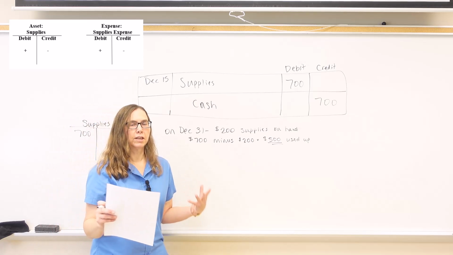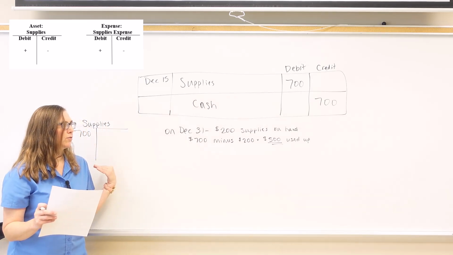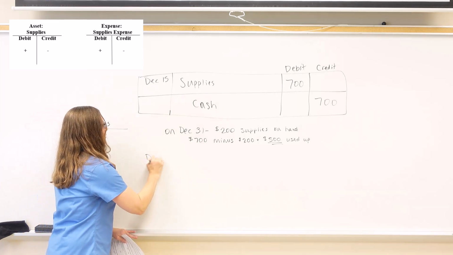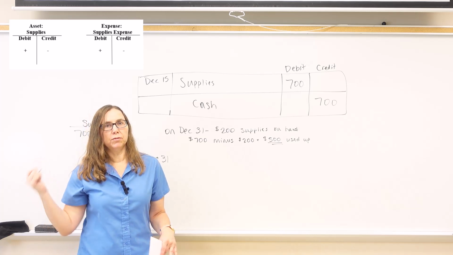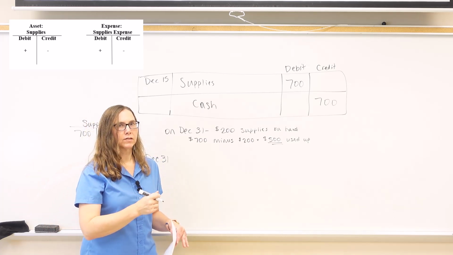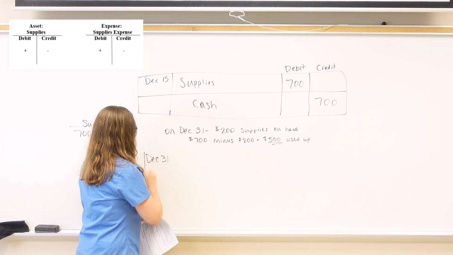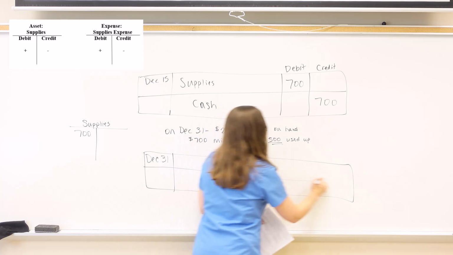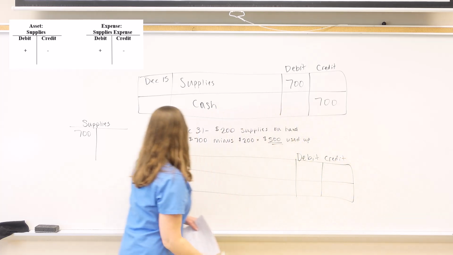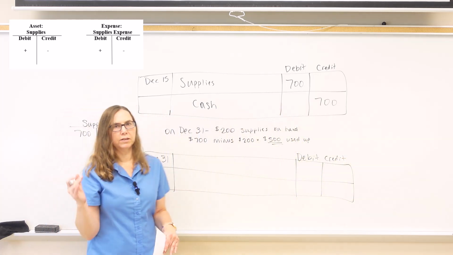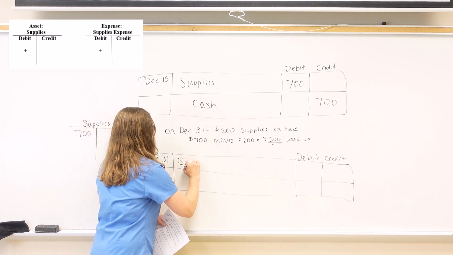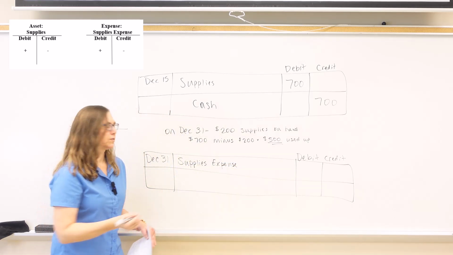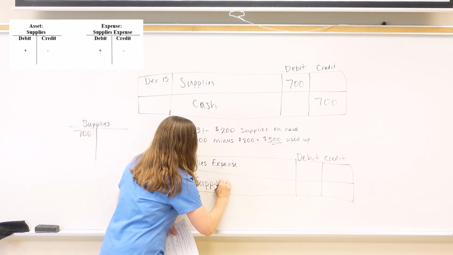So it doesn't make sense to keep that $500 in the supplies account. You would want to move that to supplies expense. So your adjusting entry on December 31st would be to move $500 from supplies to supplies expense. Okay, so to do that, you would debit supplies expense and credit supplies for 500.